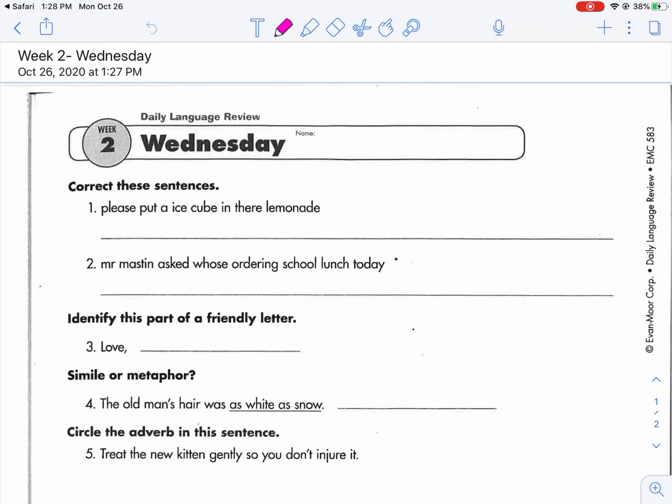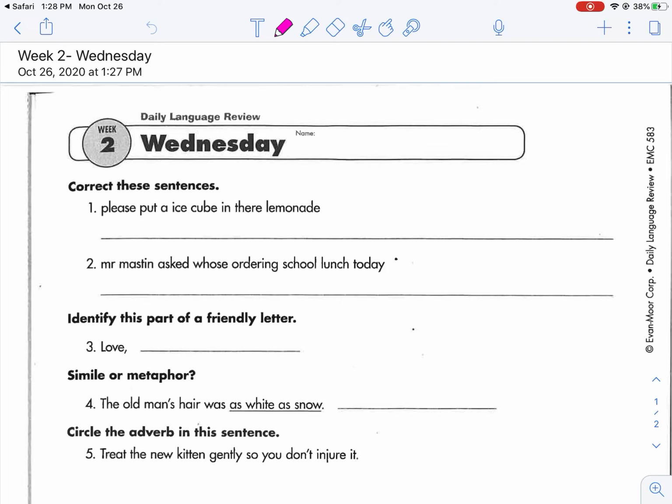Here is the daily workbook page for today. I will go through this with you. And then you have a chance to make sure you are caught up on your reading log for this week and your sentences with your list number 25 spelling words. So let's go ahead and take a look here.